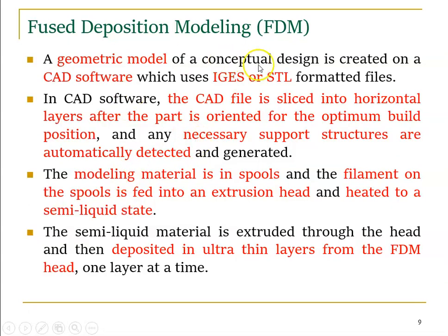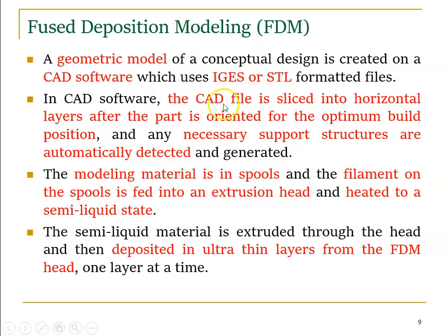So a geometric model of the concept design is created in the CAD software, which uses IGS or STL format files. So as I said earlier, the input of 3D printing is a 3D model. So it won't accept all formats. It will accept only neutral file formats. So IGES and STL, these are some of the neutral file formats. So the only thing is, if you draw a 3D model with the help of AutoCAD or SolidWorks or Unigraphics, whatever it may be, you need to convert those files to a neutral file format, such as a 3D STL file. Then the neutral file is uploaded into the system.